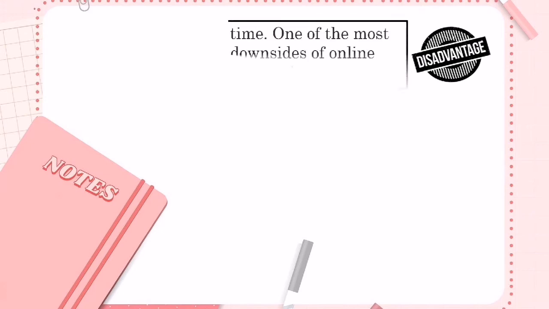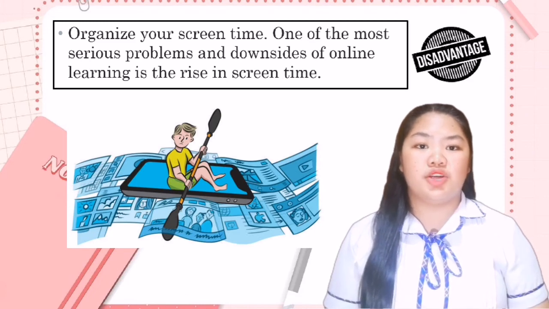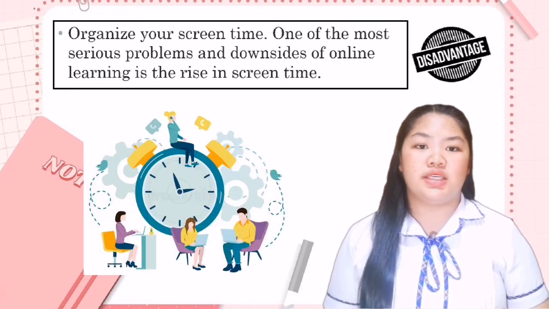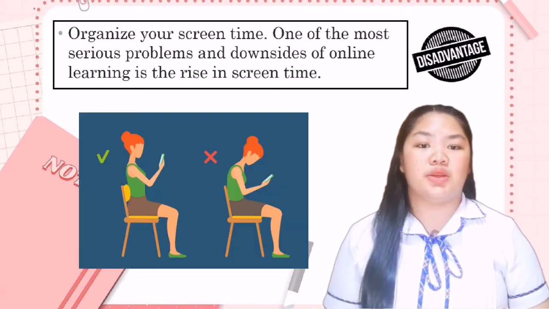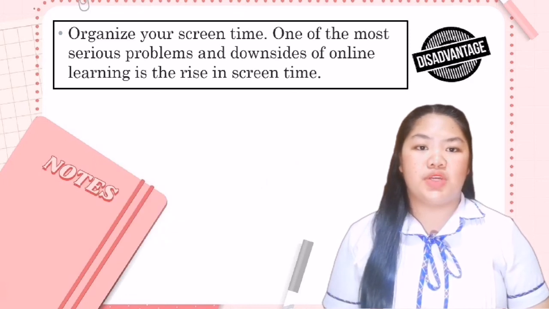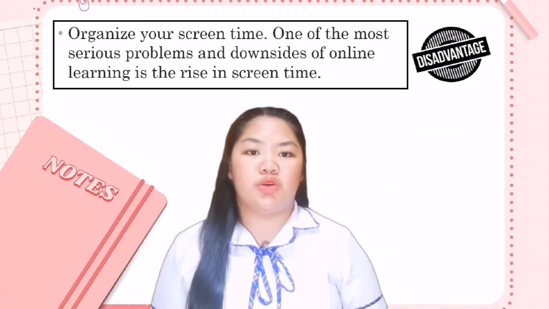Another disadvantage is increased screen time. Many parents are concerned about the health risk of their children looking at a screen for long periods of time. One of the most serious problems and downsides of online learning is the rise in screen time. Students may acquire terrible posture and other physical problems as a result of sitting bent in front of a screen for a long period of time. Giving pupils plenty of breaks from the computers to regenerate their minds and bodies might be a wonderful option.